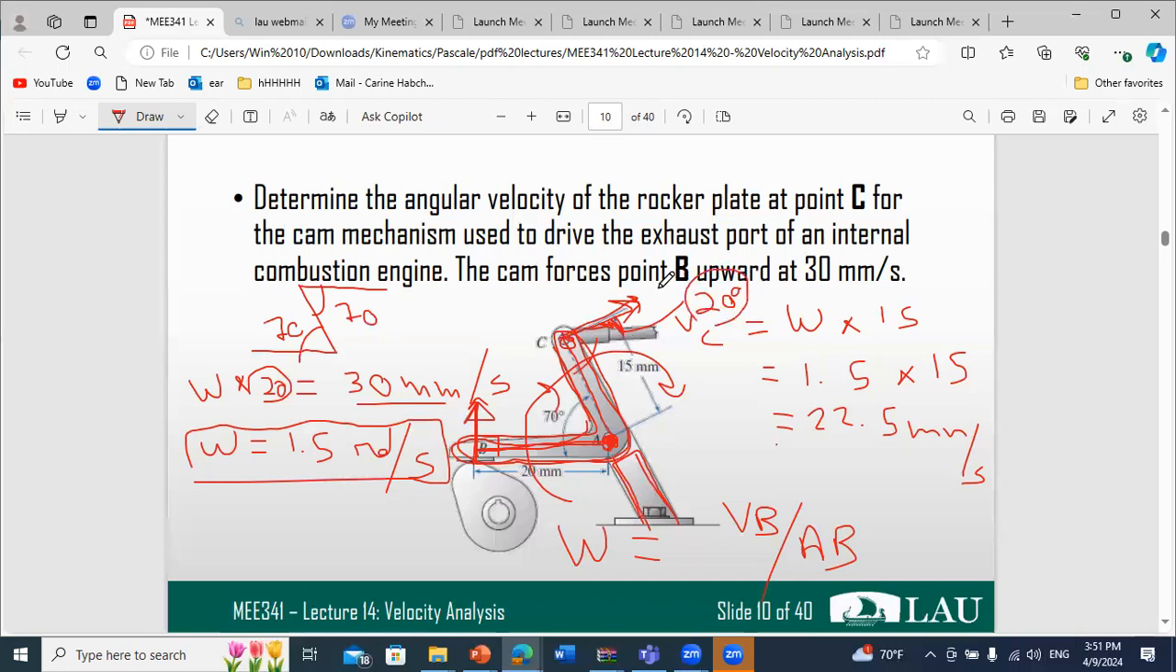And why is it upward? Because the angular velocity is clockwise. So according to the right-hand rule, VC should be up. Concerning the magnitude, VC is just the angular velocity omega times the distance from A to C. We have already solved for omega in the previous part. It's equal to 1.5. We multiply it by the distance. And since the distance is in millimeter, we get the velocity in millimeter per second.